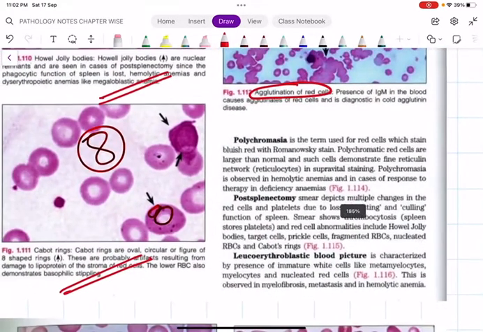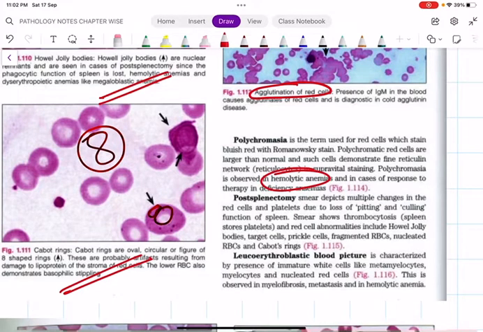Then coming to polychromasia. Polychromasia means the red blood cells appear to have different stains. It looks like different colors, like a colored RBC. It is mainly seen in hemolytic anemia, not that much important for you.